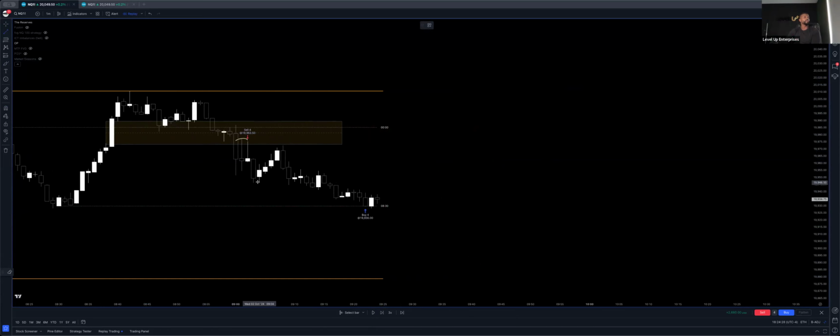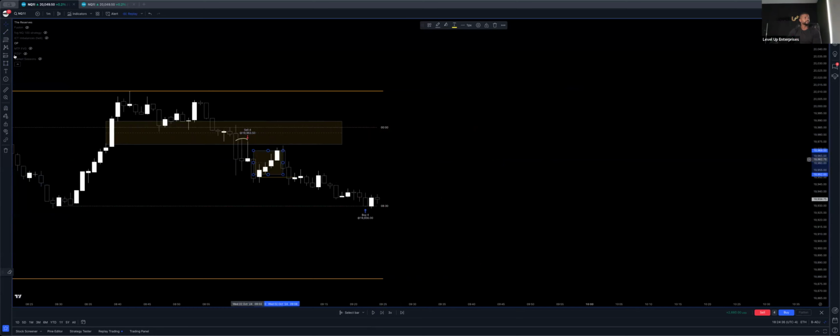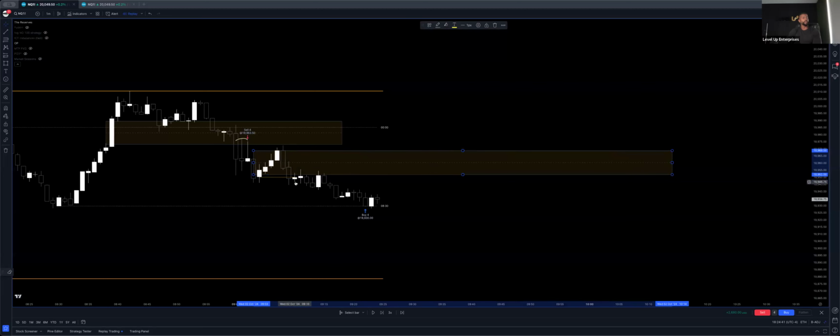What else could you have used as an entry? Right here. That's a change of state of delivery. We have opposing candles. What does that mean? This right here is an order block. We have opposing candles. Price closes below the opening price. That's easy money all day. Drop a 1 if this makes sense so far.